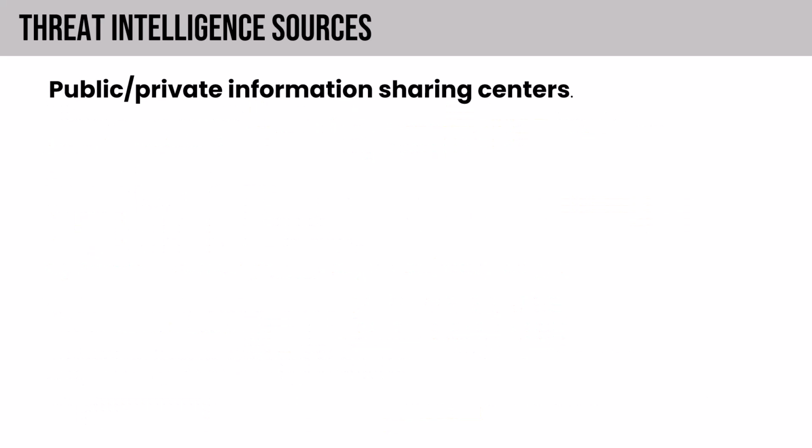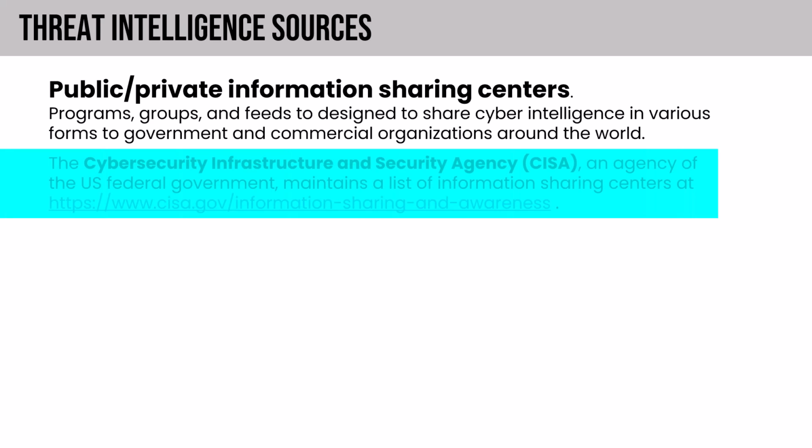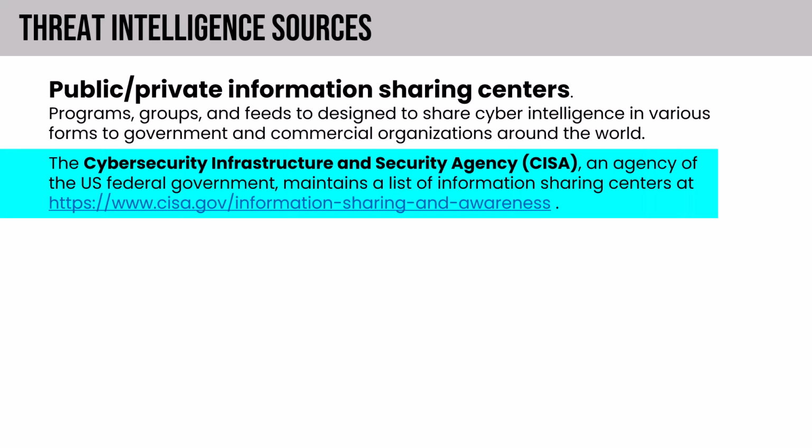Another source are public and private information sharing centers. These are programs, groups, and feeds designed to share cyber intelligence in various forms to both government and commercial organizations around the world. A good example here is the Cybersecurity Infrastructure and Security Agency, or CISA for short, which is an agency of the U.S. government that maintains a list of information sharing centers.